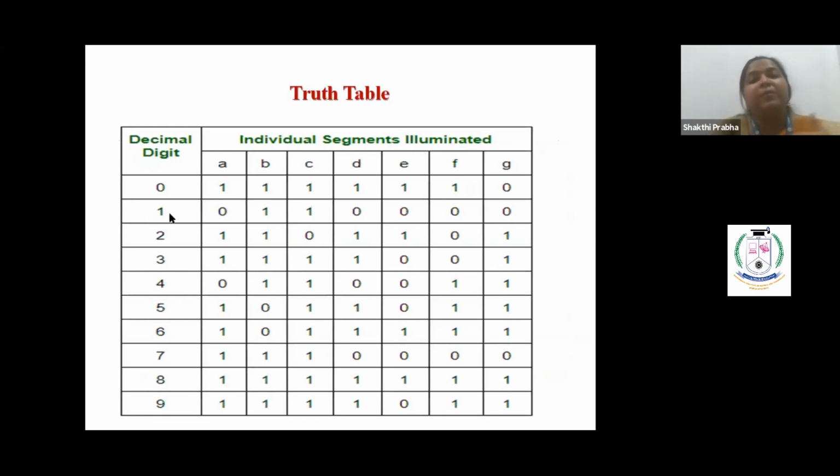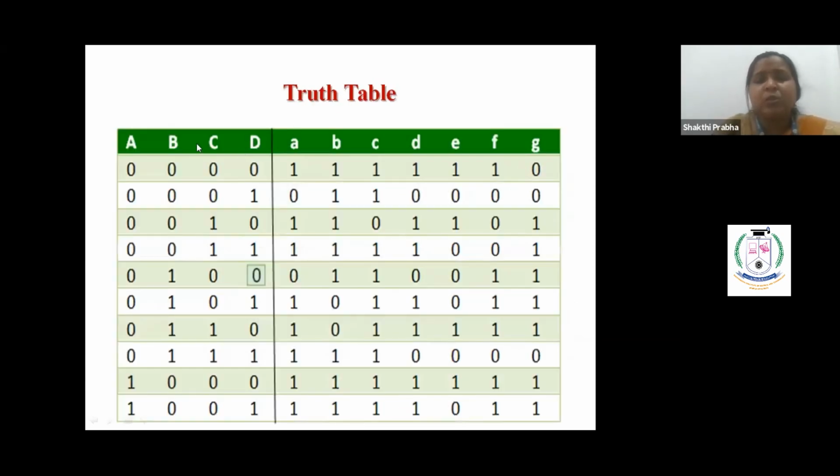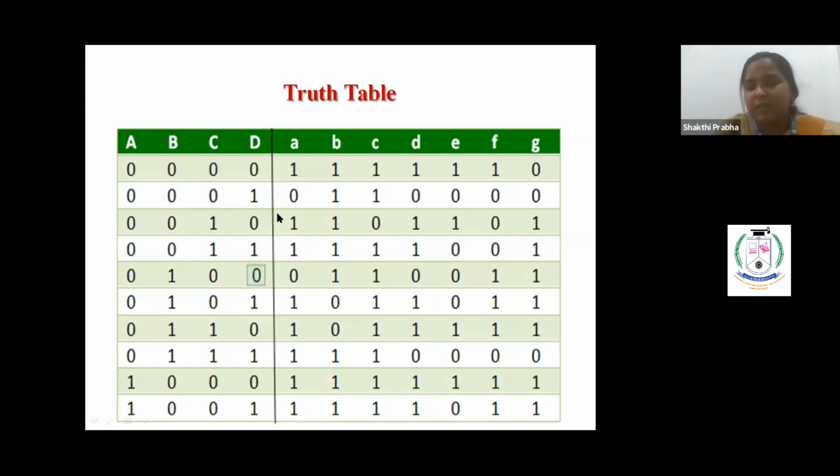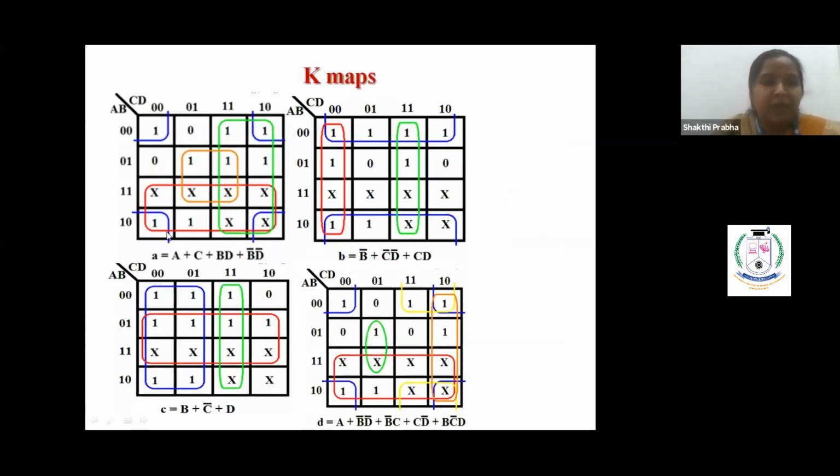So once I have designed my truth table, what will be my next step? I want to design the K-map. So first I have to design the K-map for A, and then for B, C, D, E, F, and G. So here in this truth table, I have defined the decimal digits 0, 1, 2 in terms of binary representation 0, 0, 0, 0, 0, 0, 1. Okay. So now the K-map. How will you define the K-map?